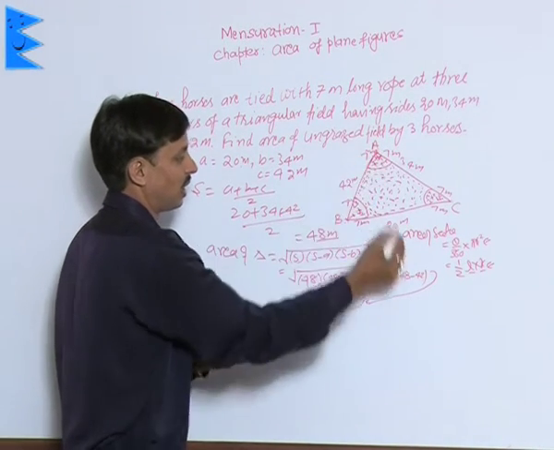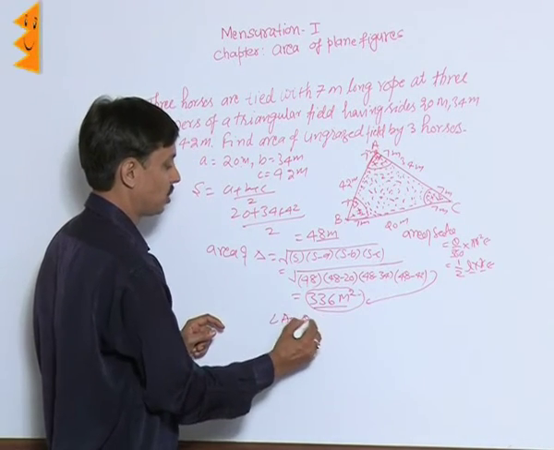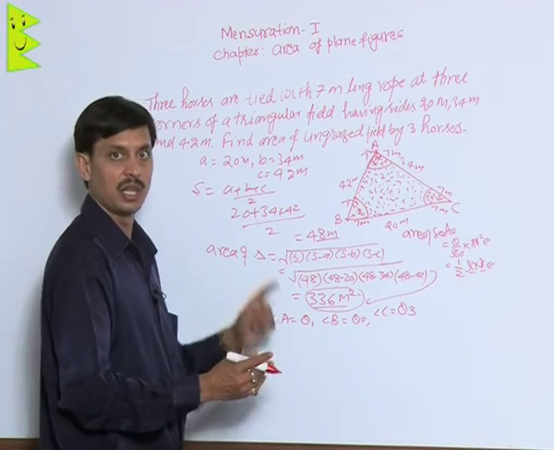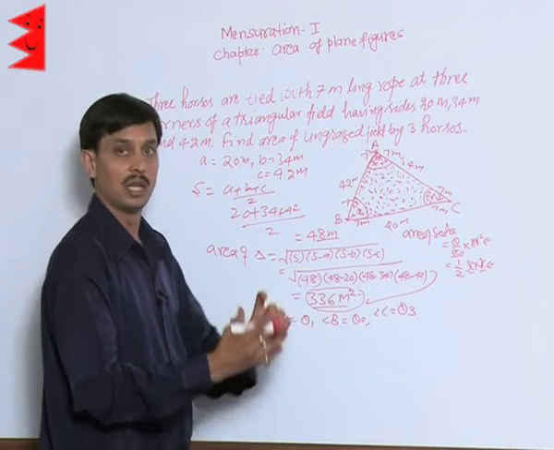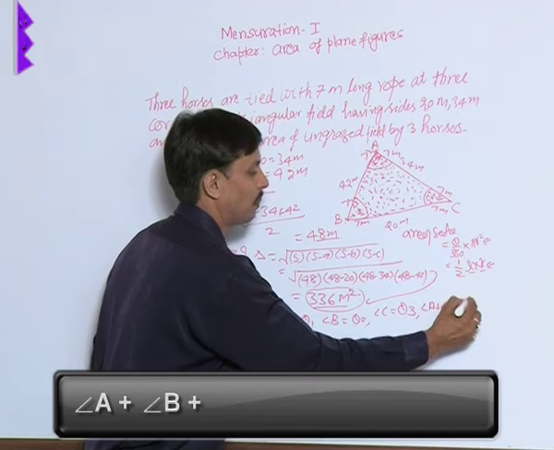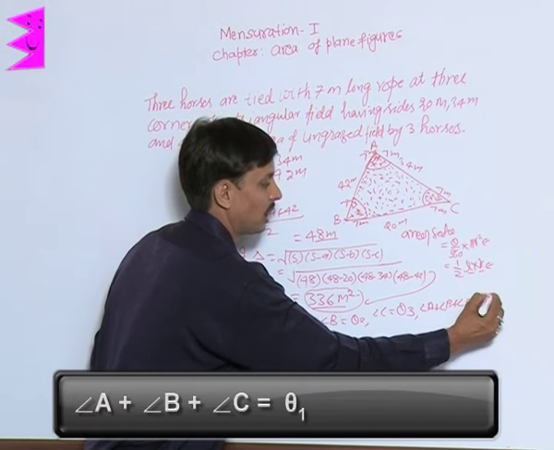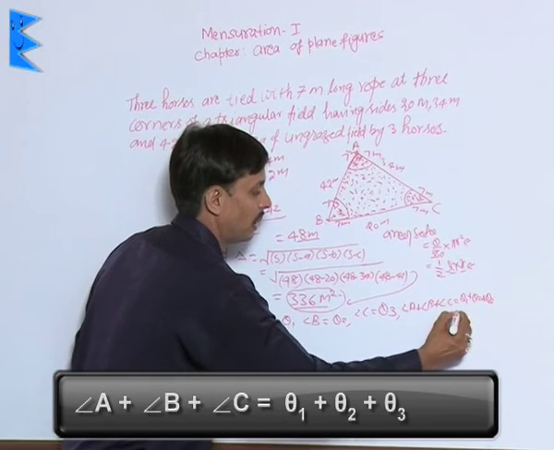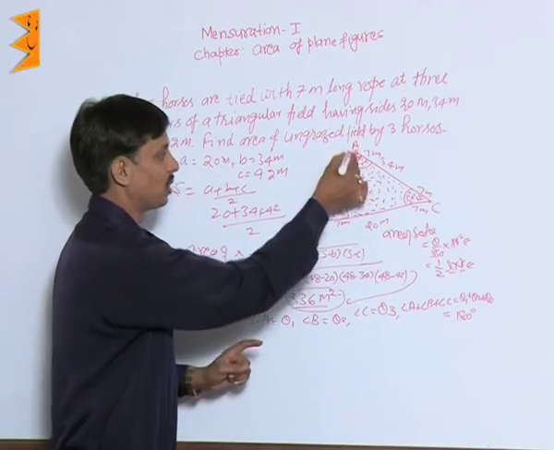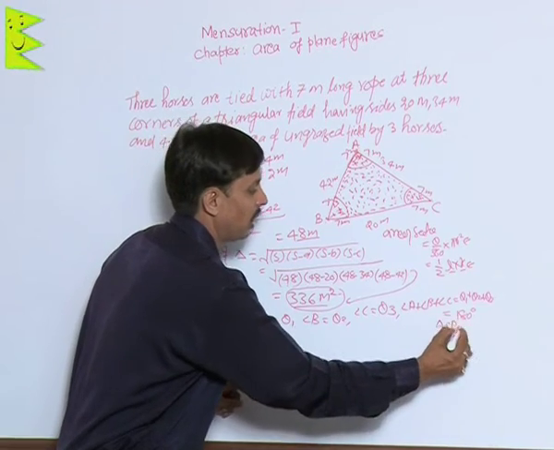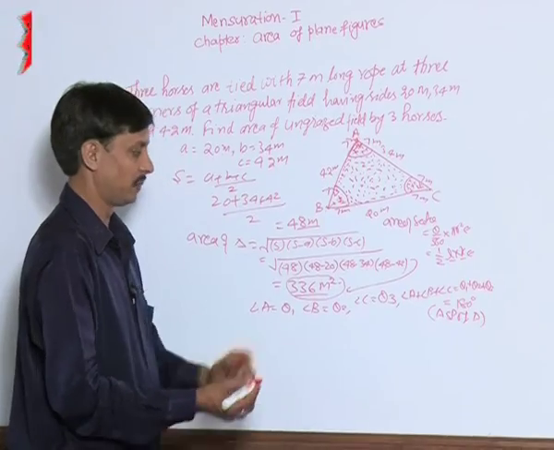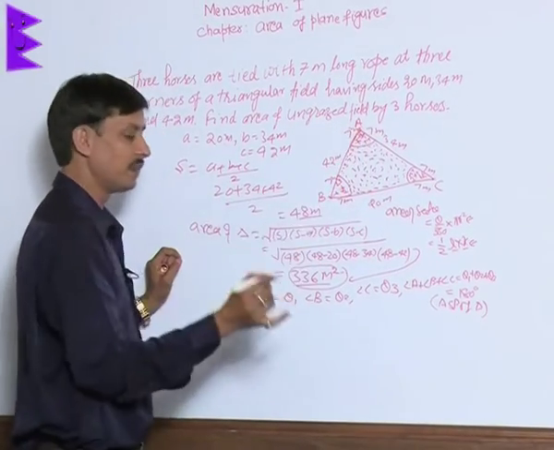I will take first angle A. Let us suppose angle A is theta 1, angle B is theta 2, angle C is theta 3. There are three angles: theta 1, theta 2, theta 3. But as this figure is a triangle, we can say angle A plus angle B plus angle C, that is theta 1 plus theta 2 plus theta 3, will be equal to 180 degrees. Why? Because of the angle sum property of a triangle, which says the sum of all three angles is 180 degrees. How will we calculate the area of these three sectors?